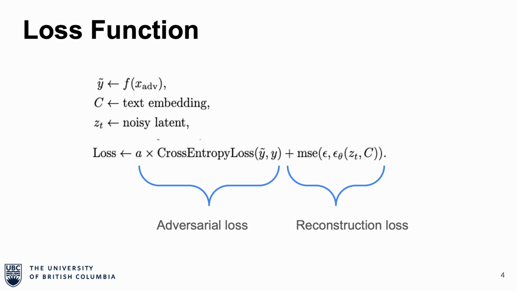Our loss function consists of two parts. First, adversarial loss, which maximizes cross-entropy loss, and MSE loss, which is a diffusion loss. This combination balances effectiveness and stealthiness.